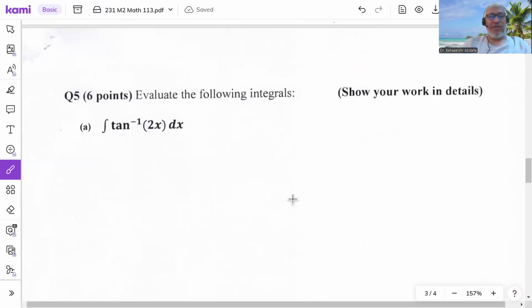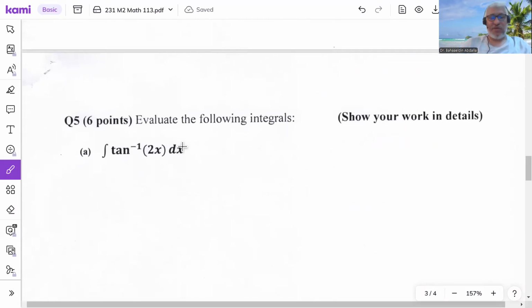How to evaluate tan inverse? Well, you should know that evaluating tan inverse, sine inverse, cosine inverse, all of the inverse functions, we should use integration by parts. And we should use u equals tan inverse. That's the only choice we have. And dv to be dx.